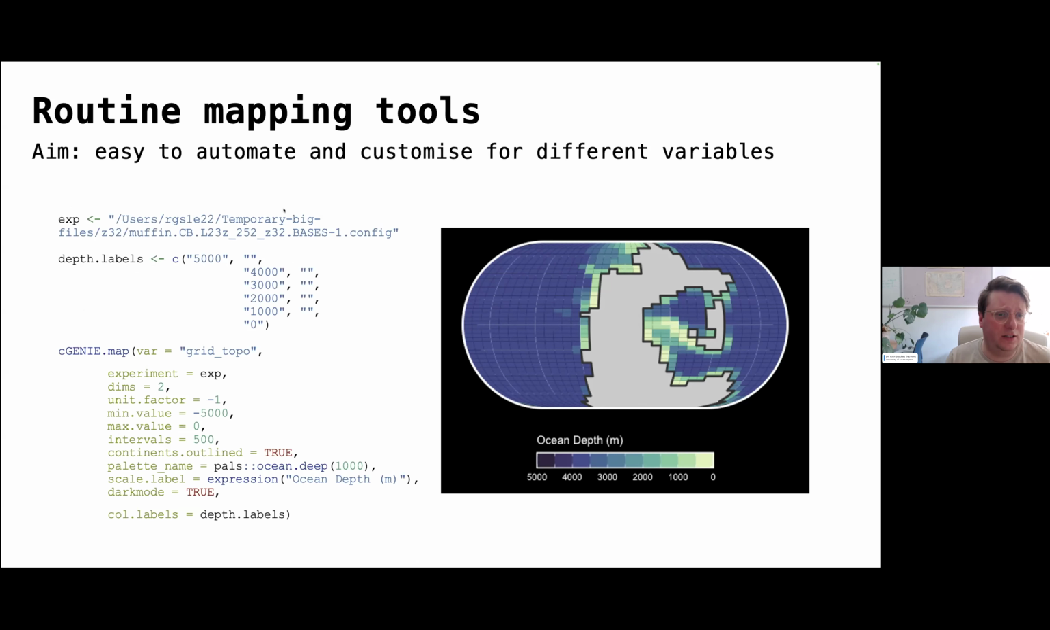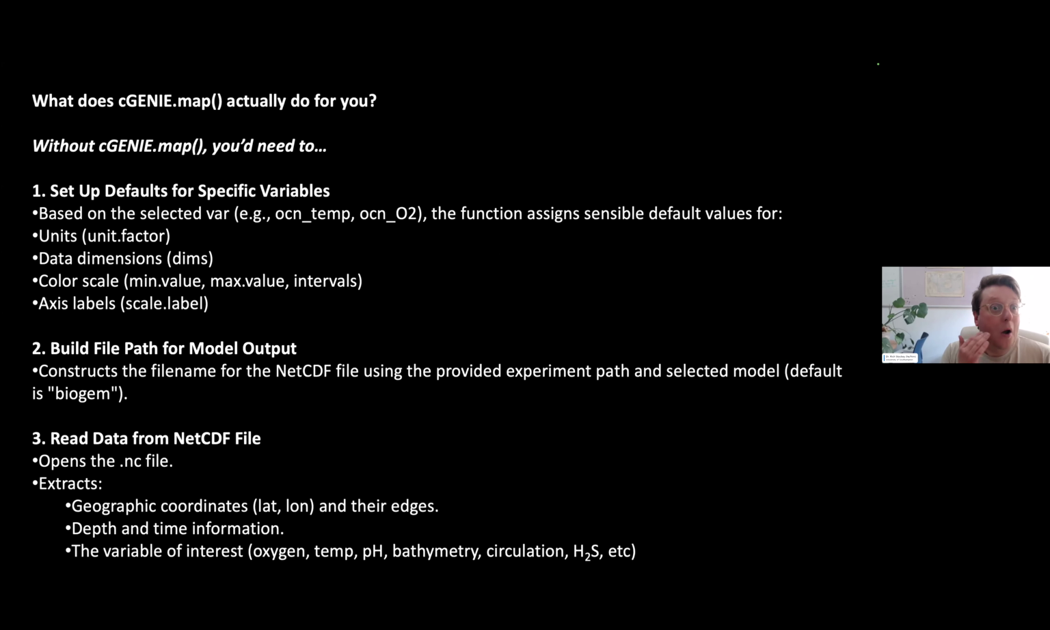How this actually looks to run, you need very little information. Really, it's a line of code. You might choose to set a few variables if you're feeling picky before you go into running that one function. But this one function, CGenie map, will then create what is hopefully a nice publishable quality map, or certainly a map of the quality that I tend to publish. Without this, you'd actually have to do a lot of work.